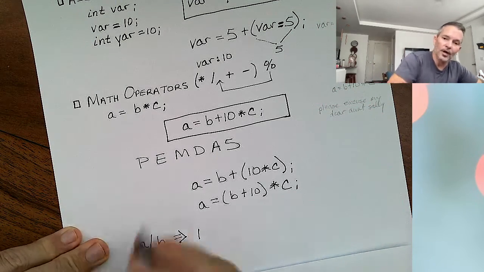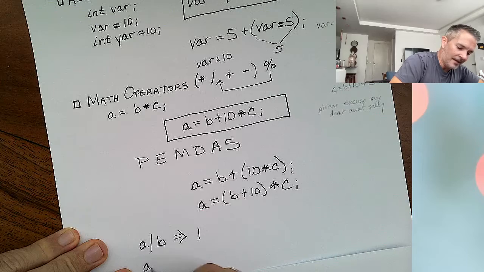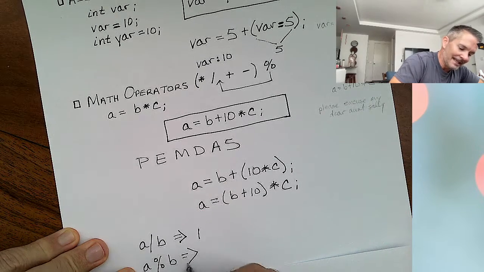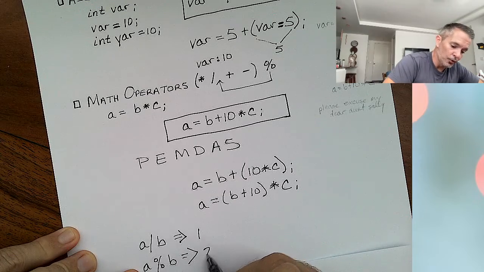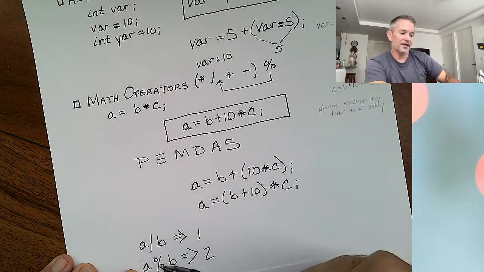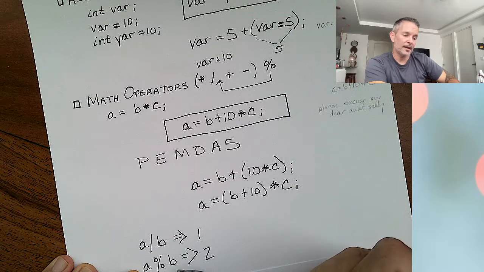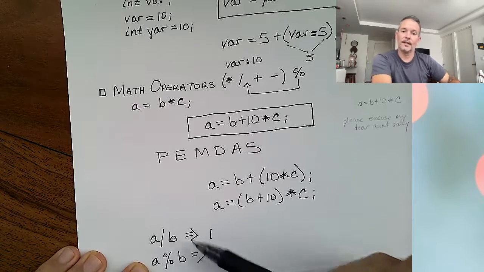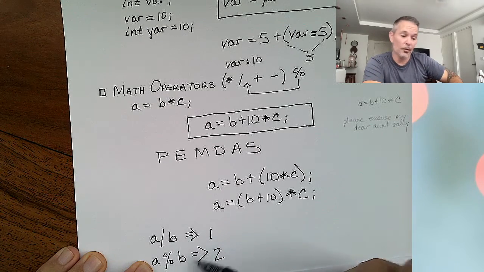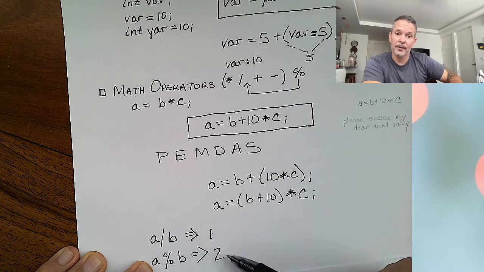So the modulo operation, if I say A modulo B, the result that I get is 2. So what I'm saying here is 5 moduloed by 3. 3 will go into 5 one time, and the remainder of that operation is 2.